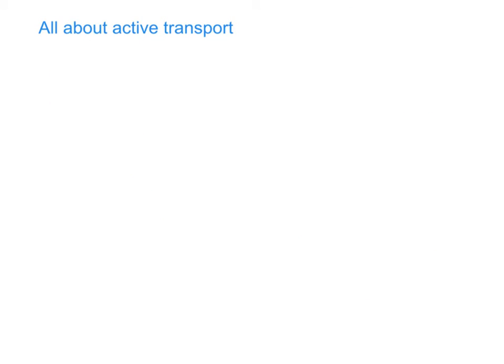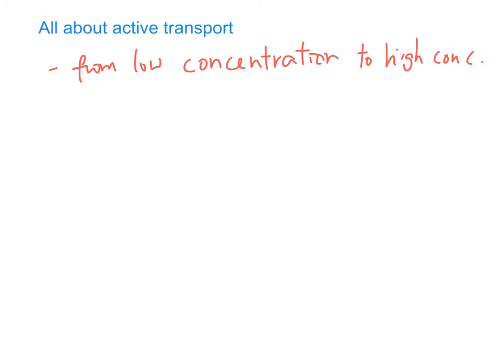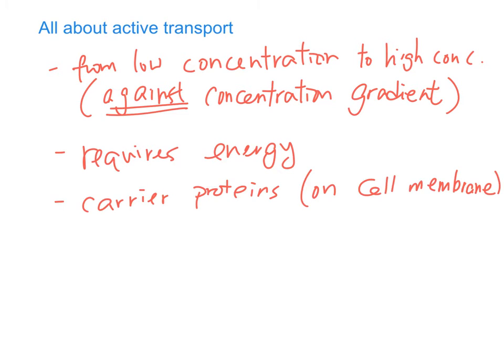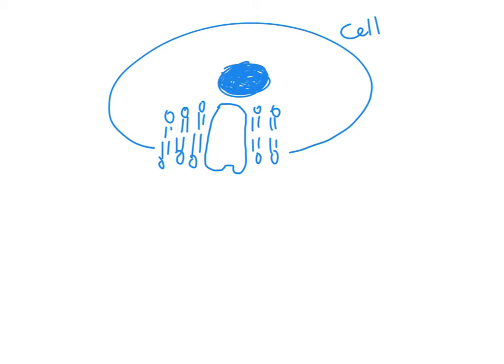So we know that one of the things that active transport can do is that it can move things from a low concentration to a high concentration, or against the concentration gradient. It is a process that requires energy, and so it happens only in living cells. Moreover, carrier proteins on the cell membrane are involved in this process. Here is how it happens.